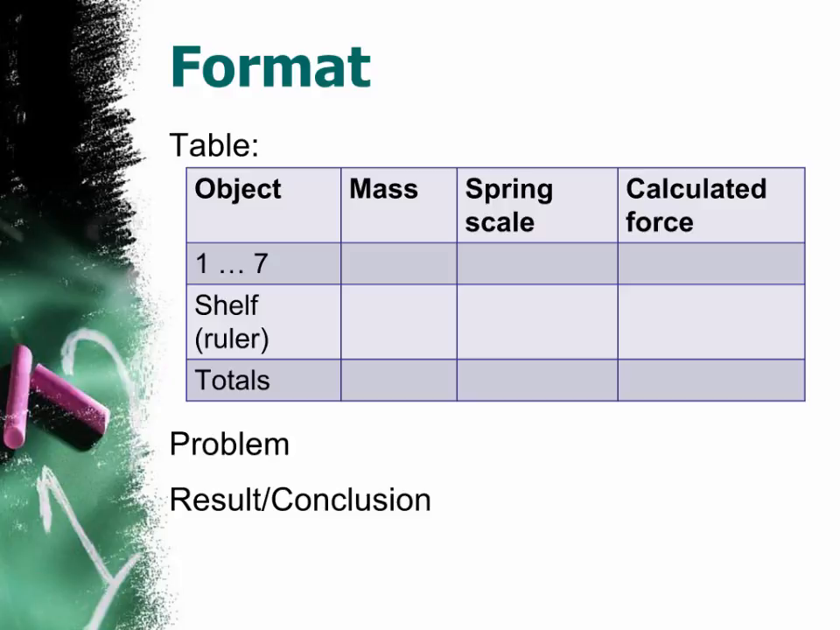The format on the Google Sheet that you're going to open has a table, items 1 through 7, plus the shelf, totals, and it's all color-coded. You're going to end up writing a problem, doing a diagram, and figuring out a conclusion, and answering some questions at the end.